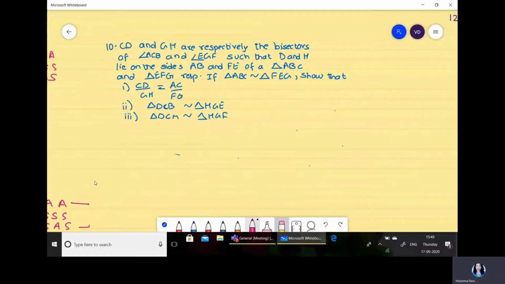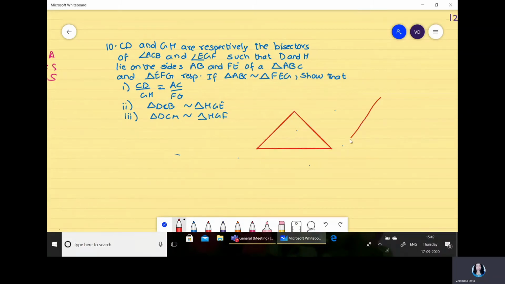It's given that CD and GH are respectively the bisectors of angle ACB and angle EGF, such that D and H lie on the sides AB and FE of triangle ABC and triangle EFG. From this we understand there are two triangles, and the relation of these two triangles is that both the triangles are similar. Before we start, let's visualize the diagram. Once we draw the diagram very clearly, it will be easier.